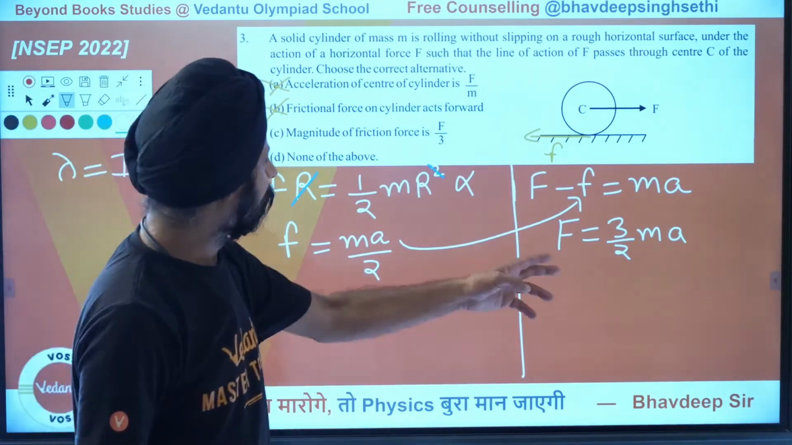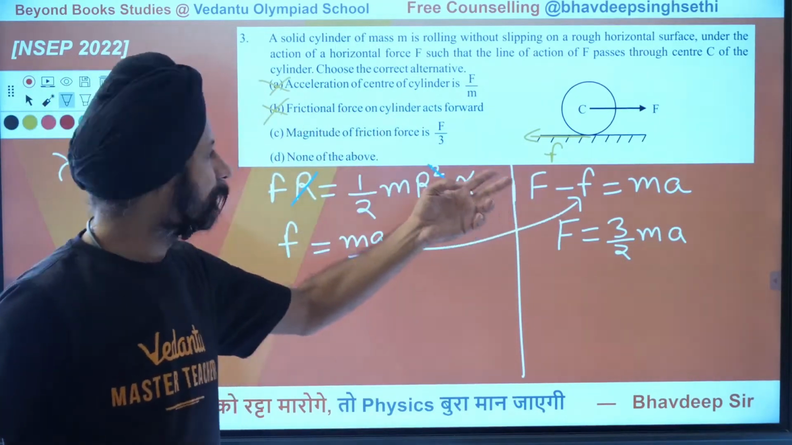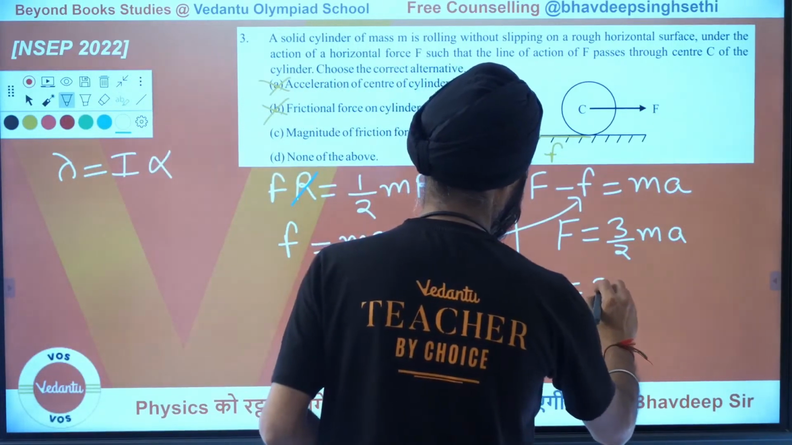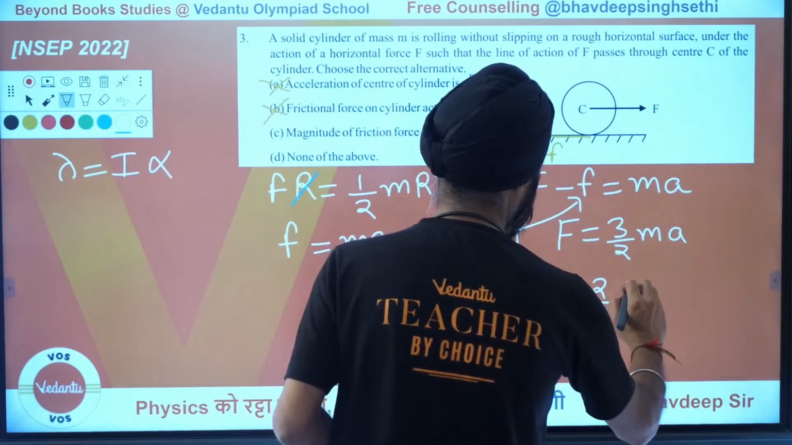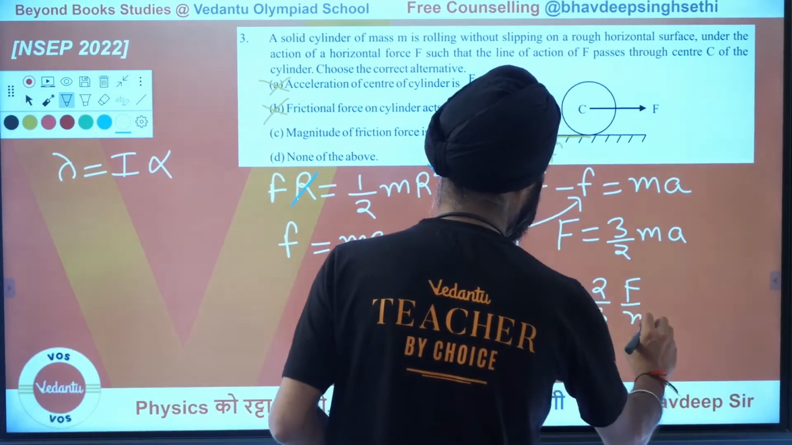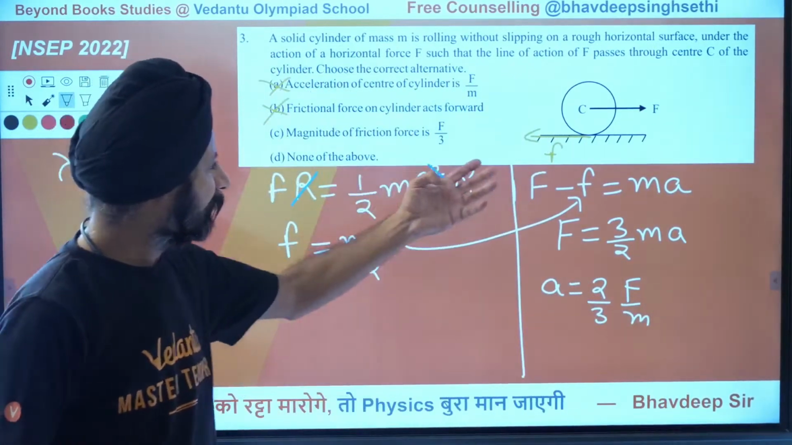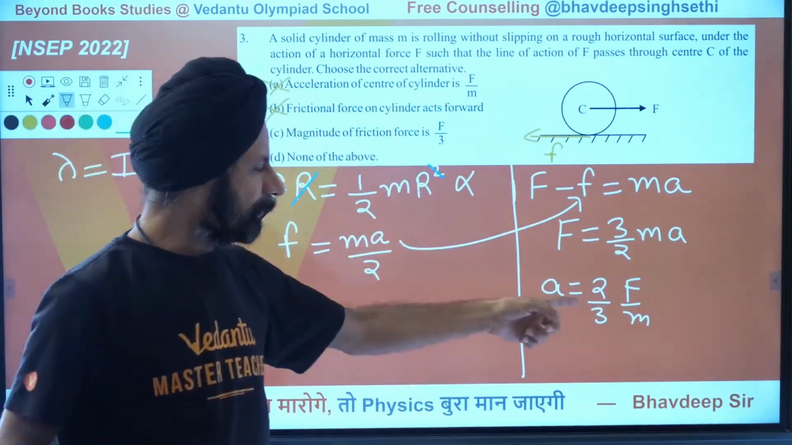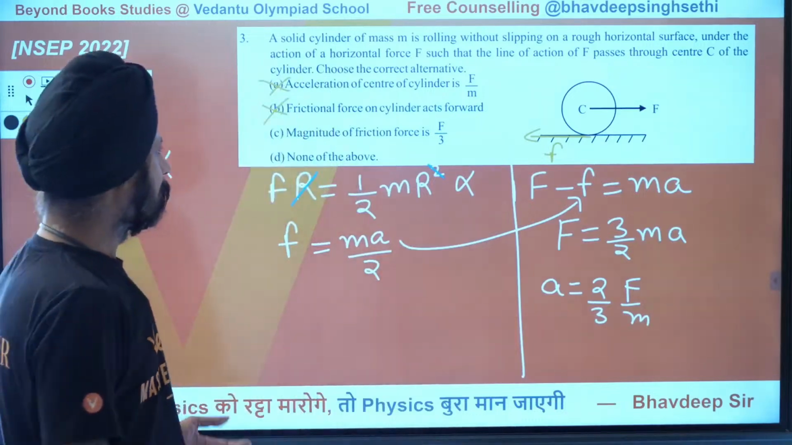Okay, so from there I can see the first option was wrong, because the acceleration is coming out to be 2 by 3 of F by m, and that has to be less than F by m because some of it is going to rotate. So acceleration is F by m? No, it's 2/3 of F by m. Okay, good. So the first was wrong.